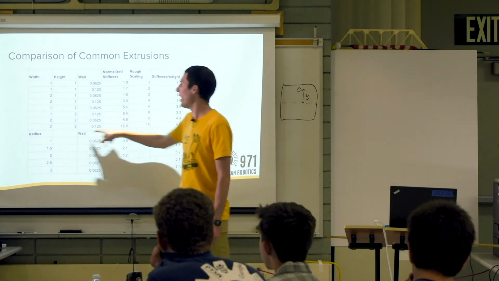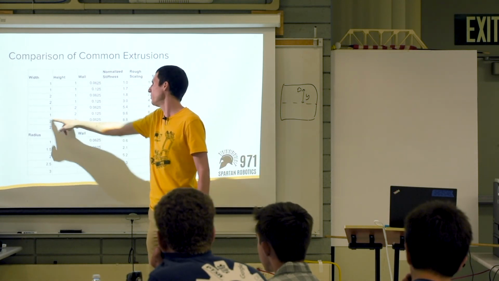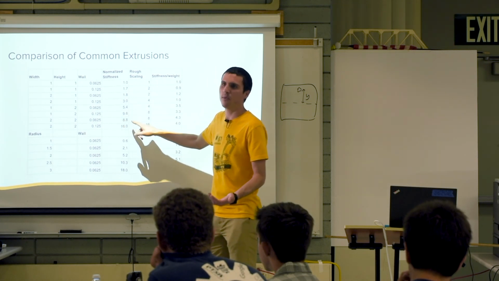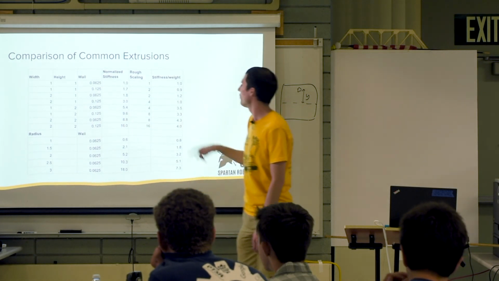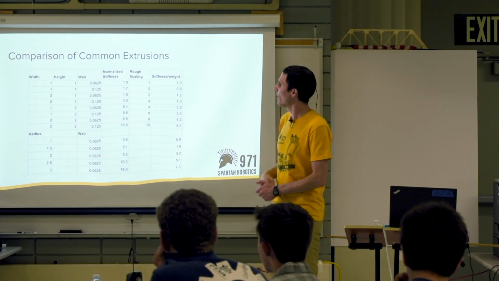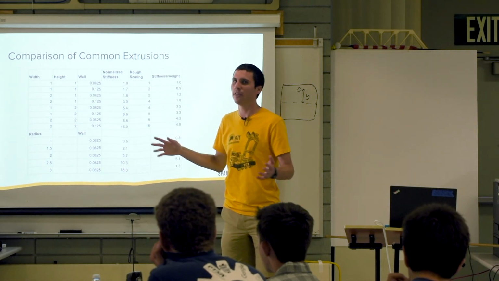And if you go all the way to the end, if you start looking at a 2 by 2 by 16th wall, this is the tube that we use most of the time. It's 8.8 times as stiff, and it's 4 times the stiffness to weight ratio. And then I have a column here. These numbers, I calculated out the whole thing.